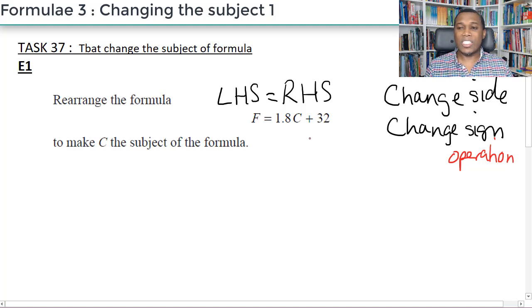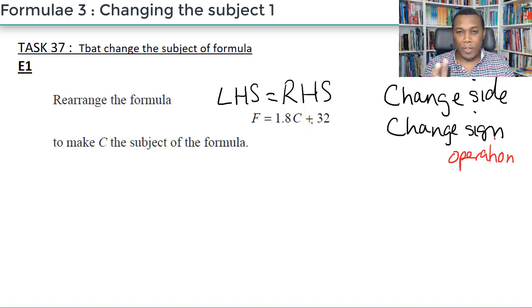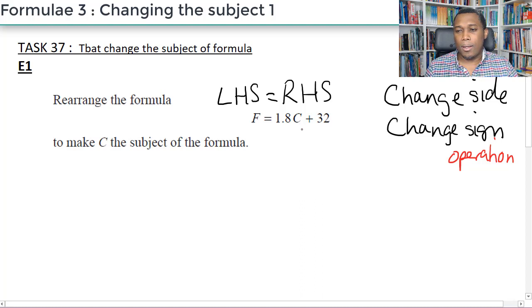I want C all by itself. So I have F is equal to 1.8C plus 32. I want C all by itself. And by the way, if you think you know what to do, then do it. Get on and move through the video at the pace that's right for you. That's important as well. I want C all by itself, and that means the plus 32 needs to go. It's the first thing that needs to go, and it's on the right-hand side.